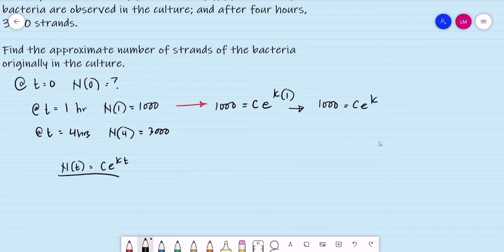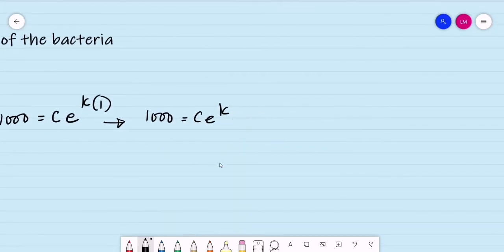So for example, let us compute the equivalent of this term, e raised to k. What will be its equivalent? That is simply e raised to k is equal to 1,000 divided by c.